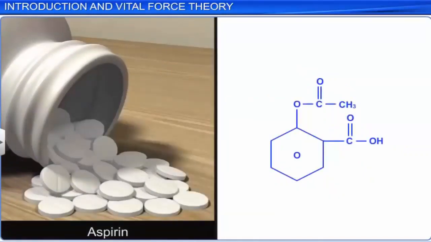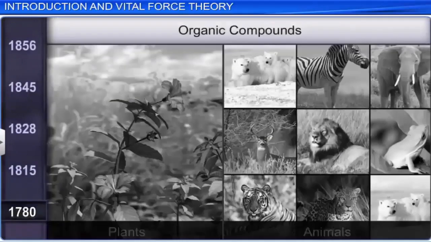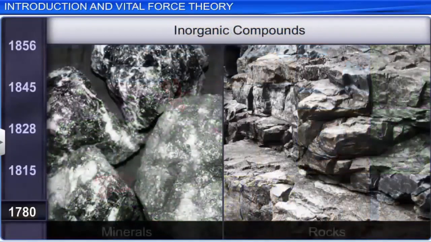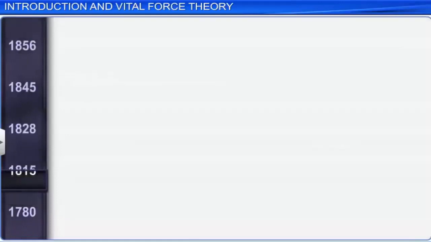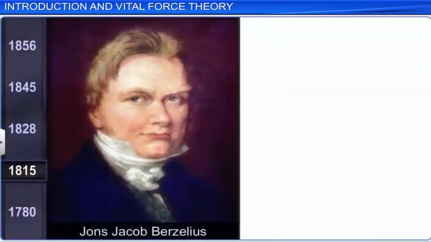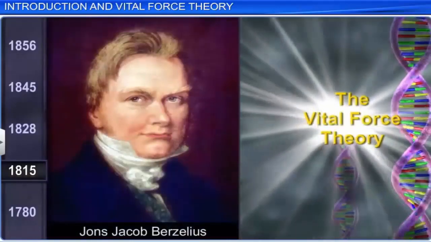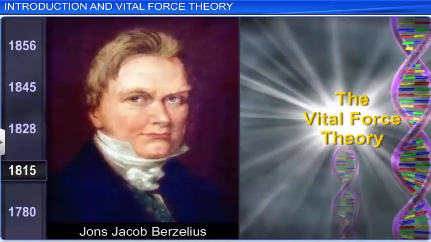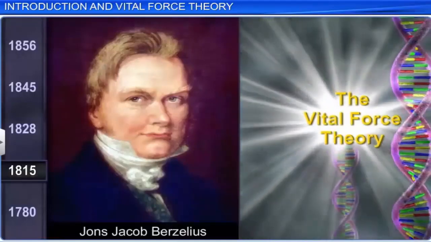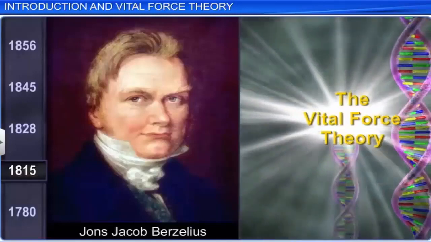In 1780, chemists discovered that organic compounds can be obtained directly or indirectly from plants and animals, while inorganic compounds are obtained from non-living resources such as minerals and rocks. In 1815, Berzelius, a Swedish chemist, suggested a theory known as the vital force theory. In his theory, he stated that organic compounds are produced only under the influence of some mysterious force existing in the living organisms.